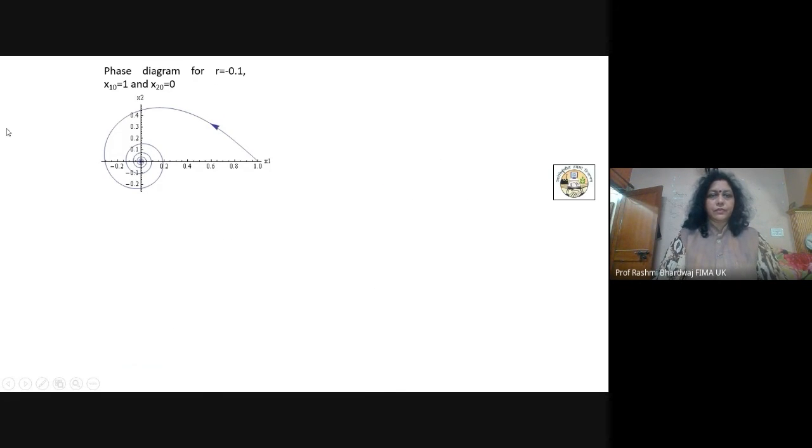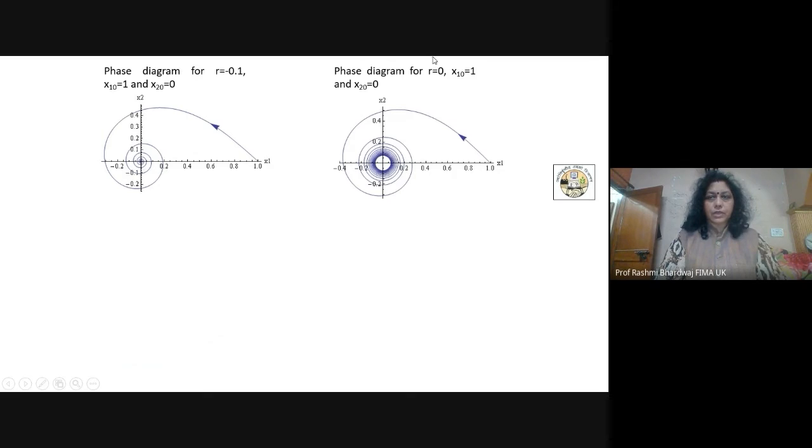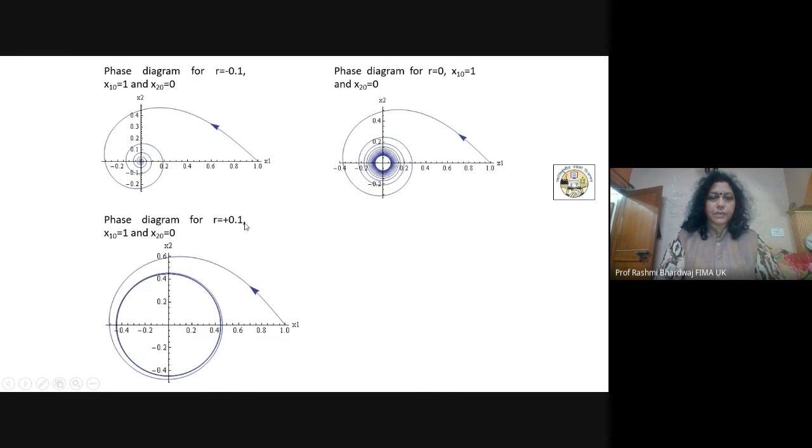And these are the different phases. If r is minus 0.1, you are getting a stable phase because this is a stable attractor. For r equal to 0, you are getting marginally stable behavior, so asymptotically it is a limit cycle, not tending to that, but moving around that limit cycle. But if r is plus 0.1, then you are getting bigger cycles.